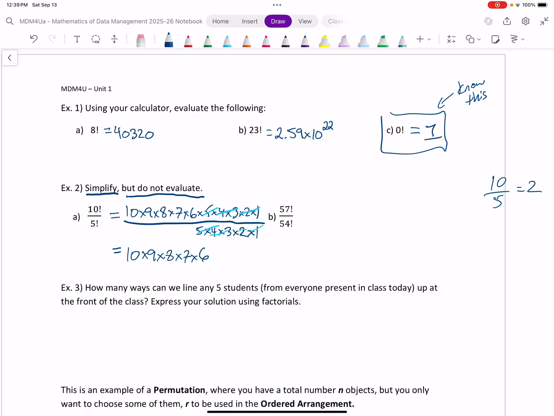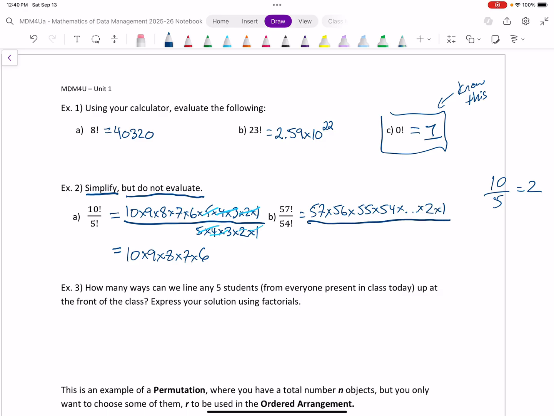The next one, and you can always pause this video if I'm going too quick, just trying to keep it a bit shorter. 57 factorial over 54 factorial. I'm going to show it expanded, but obviously I'm not going to do all of the numbers here. I'm going to go to 54 and then I'm going to go times dot, dot, dot. And I know that this is going to go down 2 times 2 times 1.